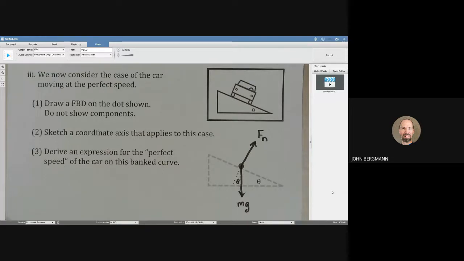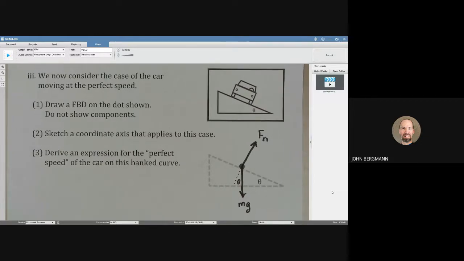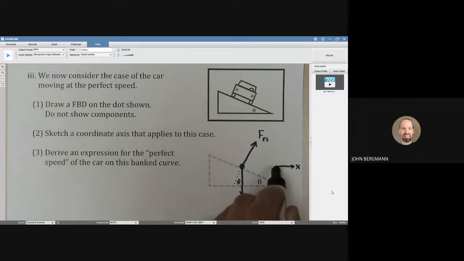So let's sketch a coordinate axis that applies to this case. All right, now this is very, very important. And the reason it's important is because one of the axes must always point in the direction of an acceleration. And in what direction is this car accelerating? Isn't it true that this car is accelerating that way? I'm going to call that the x direction. And then the other axis then has to be at 90 degrees to it, so that's the y-axis.